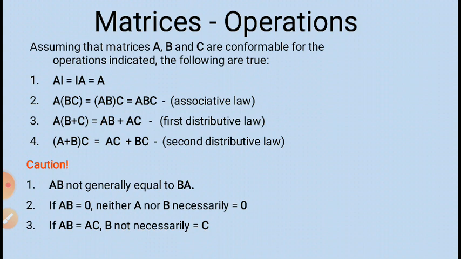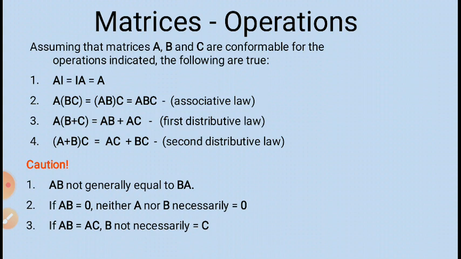Next, the fourth law is second distributive law. Here, when you add the A matrix with B matrix, then if you multiply it with C, it should be equal to AC plus BC. It means the sum of AC plus BC is equal to (A plus B) into C matrix.